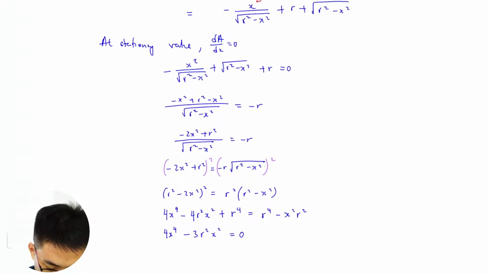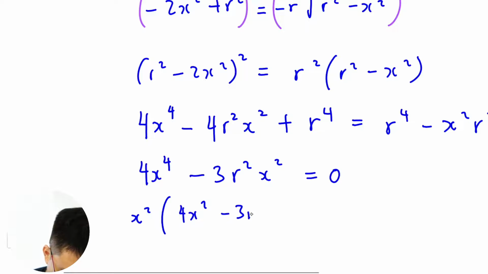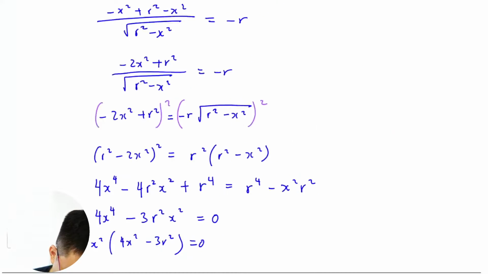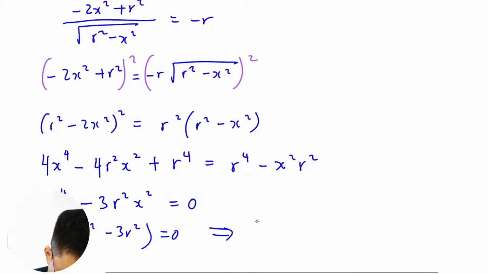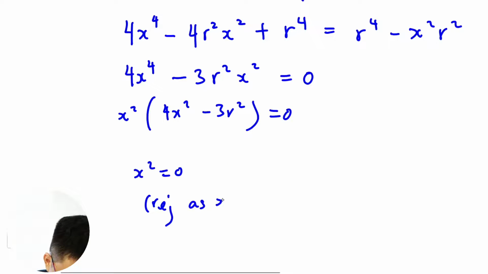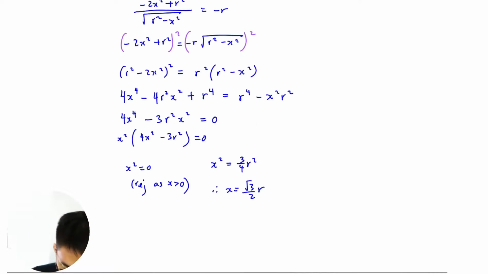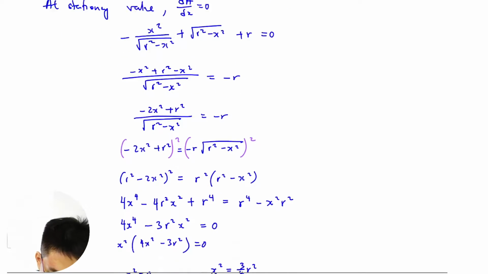This is where we just rearrange and square both sides, and then we will get this. Once we get this, we factorize it out: 4x squared plus 3r squared. So in this case here, x squared equals 0 is rejected, since x is bigger than 0. That's for sure. There you go. Okay, this is it.